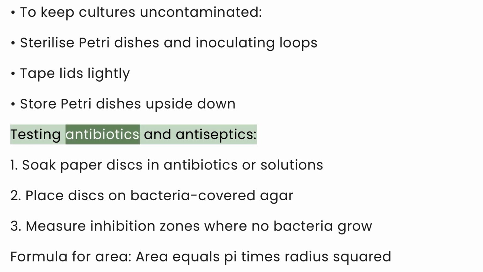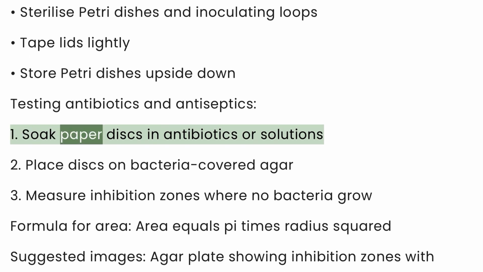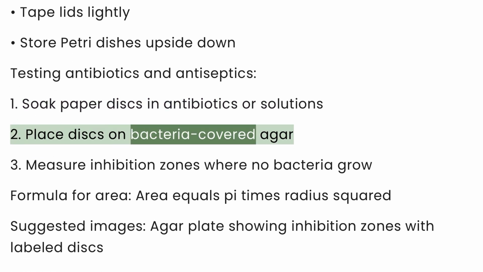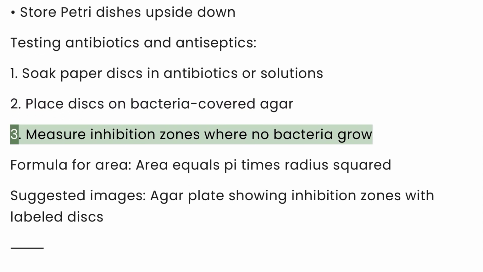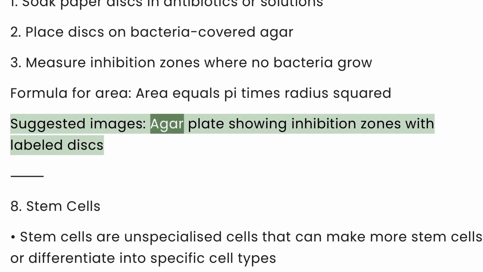Testing antibiotics and antiseptics. 1. Soak paper discs in antibiotics or solutions. 2. Place discs on bacteria-covered agar. 3. Measure inhibition zones where no bacteria grow. Formula for area. Area equals pi times radius squared. Suggested images: agar plate showing inhibition zones with labeled discs.